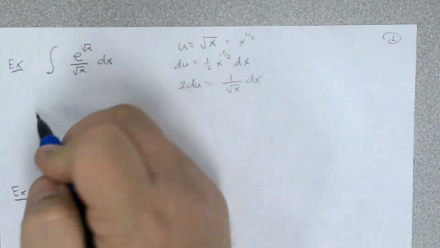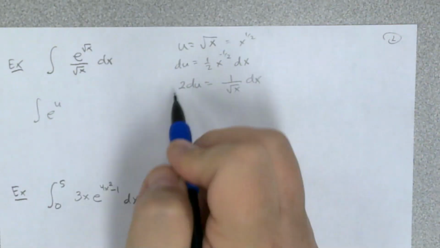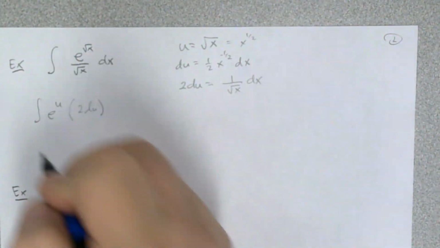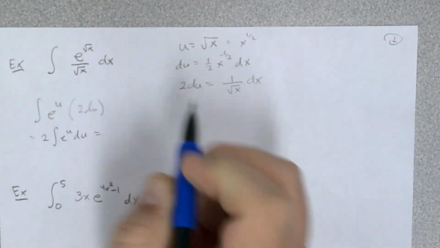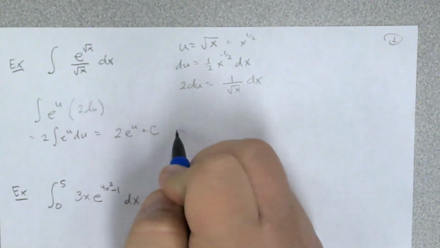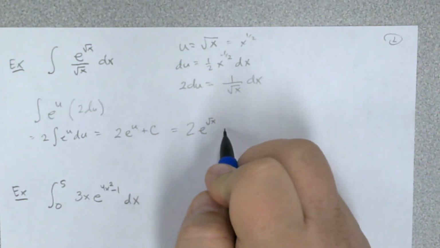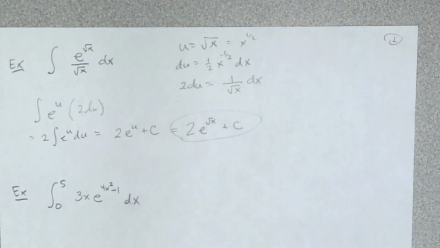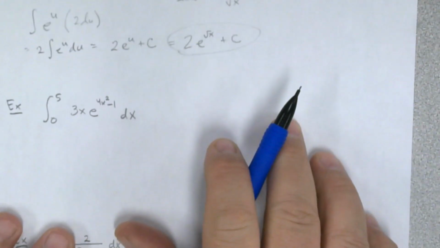So this is a candidate for u substitution. This becomes e to the u times 2 du. So then I just simply pull the 2 out in front, and then I can just integrate this quantity, e to the u plus a constant, and then put the u back. And there's my final answer. Okay, so always try the exponent first if you have it, like in this example right here.